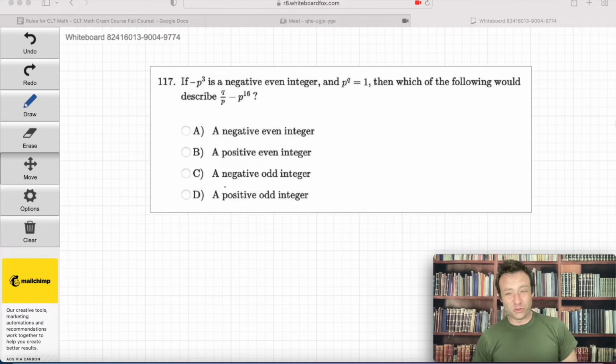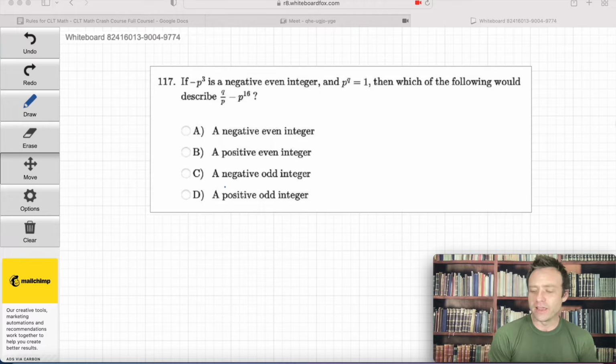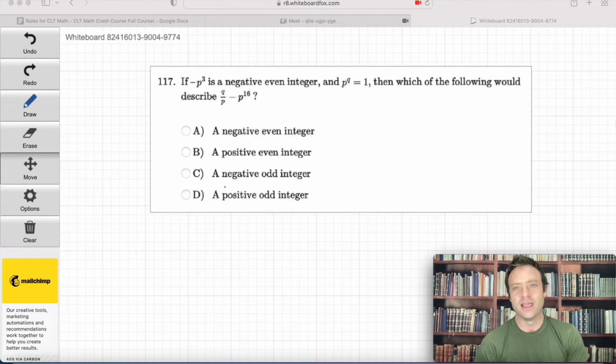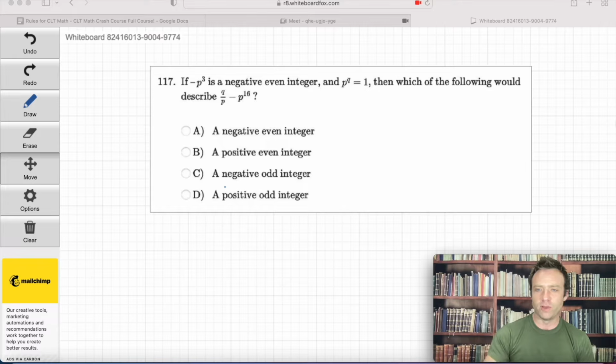This is day 2, we're on part 2. We've got Karis with us still, and we are practicing the strategy of plugging in values in place of the variables to solve these questions here on the CLT. We got a new question up on the screen. This is question 117. Go ahead and read this for us, please, Karis.